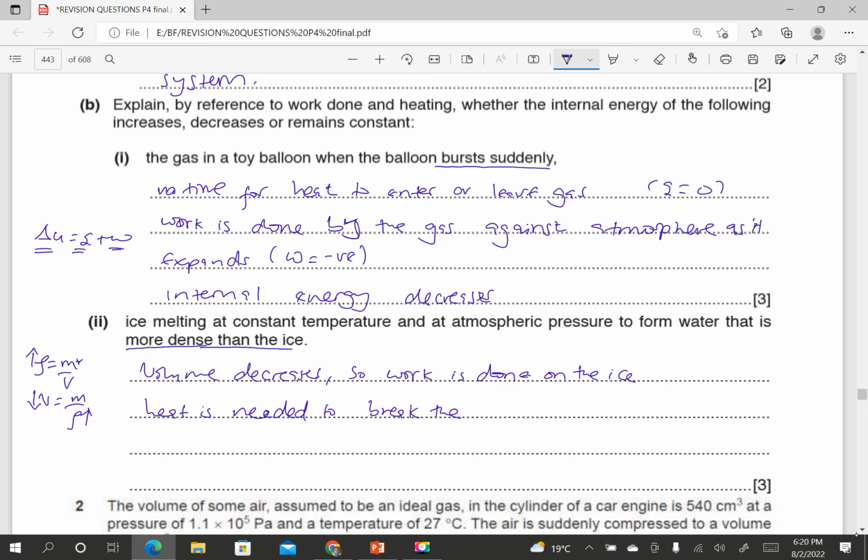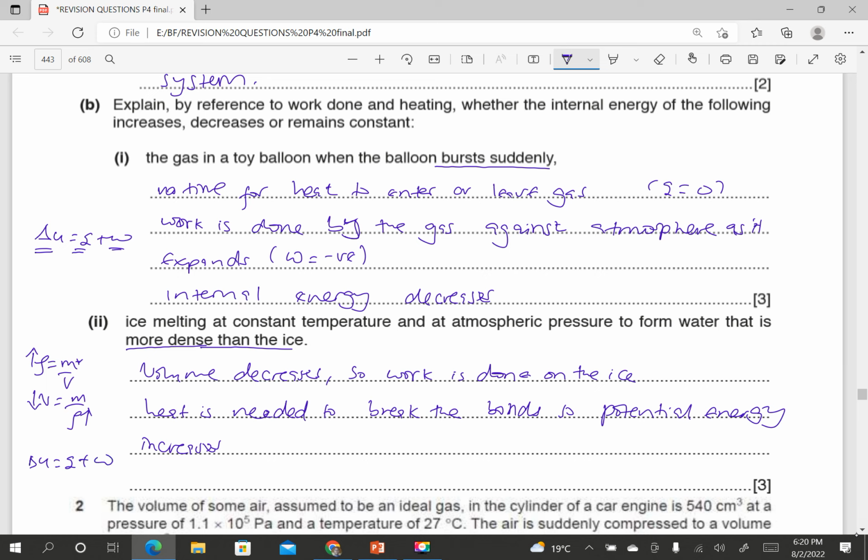To break the bonds, potential energy increases. Keep in mind that change in internal energy is equal to Q plus W.